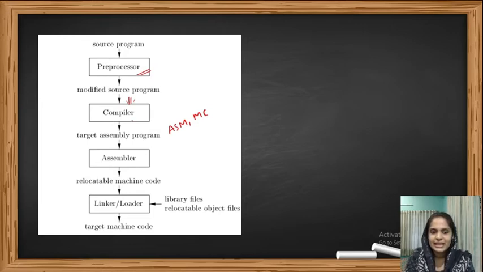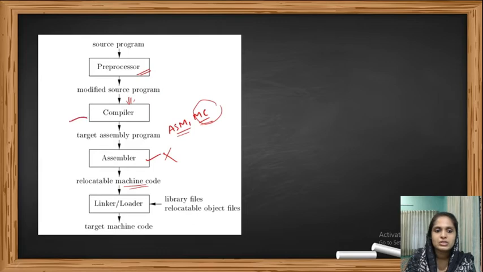Okay. So the second step is the compiler. It will take the modified source program as the input and it will produce a target code. The target code can be assembly or machine code. If it is an assembly code, then it requires an assembler to convert this assembly code to a relocatable machine code. Suppose that the compiler produces machine code as output. In that case, we don't require the use of an assembler here. We can go straight from the compiler to linker and loader.